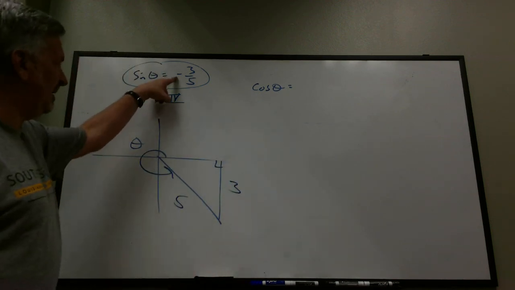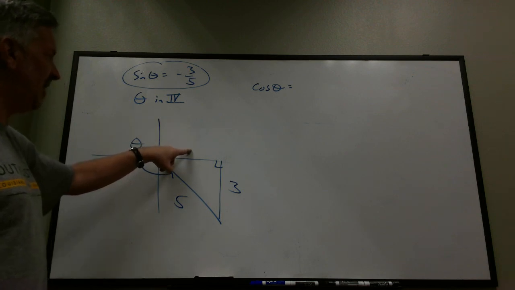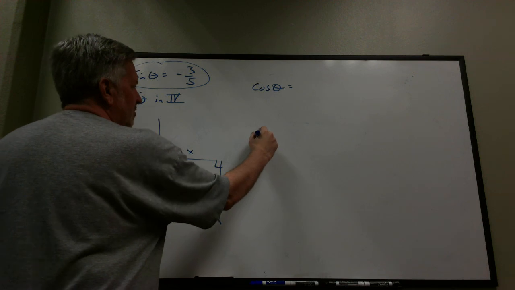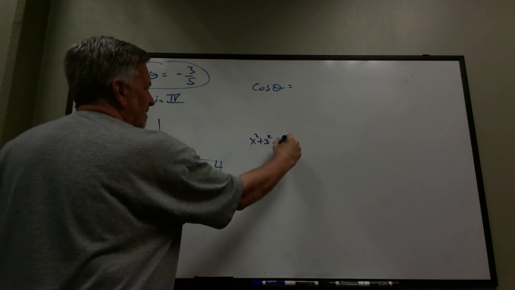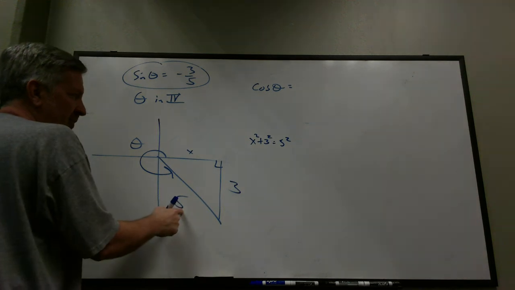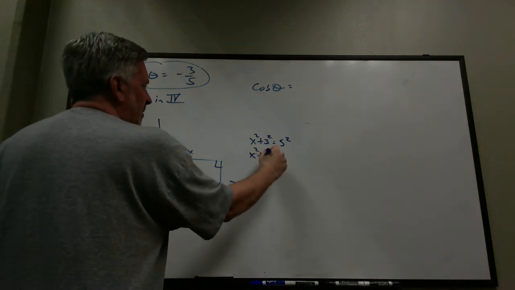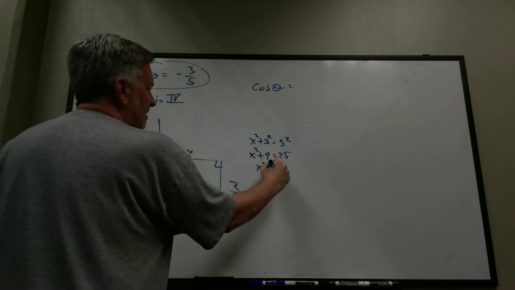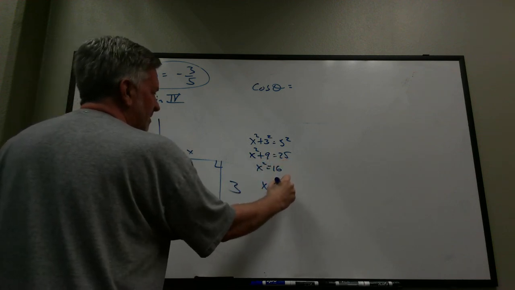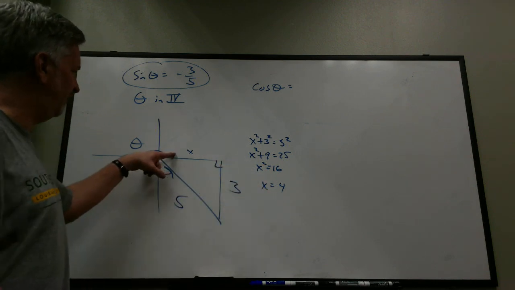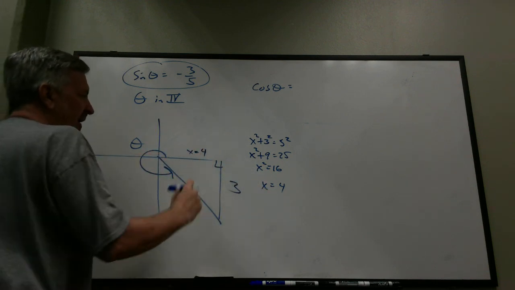And I have to go back and look at the negative, but I need the other side. Just use the Pythagorean theorem. It makes sense to call that x. X squared plus 3 squared is 5 squared. The length of the leg squared plus the length of the leg squared is the length of the hypotenuse squared. So x squared plus 9 is 25. X squared is 16, and x is 4. Now again, x is really plus or minus 4, but in the first quadrant, x is positive.